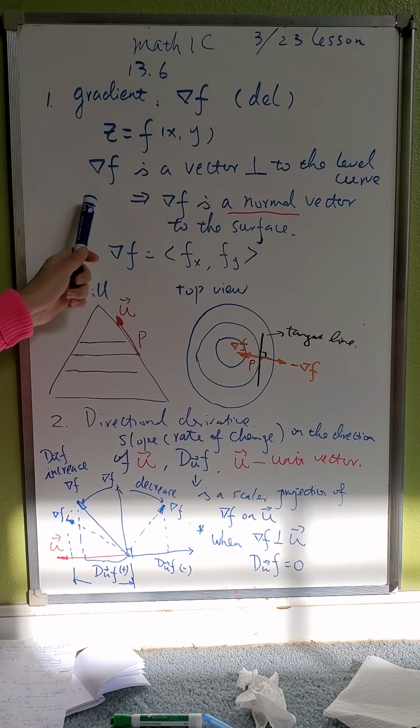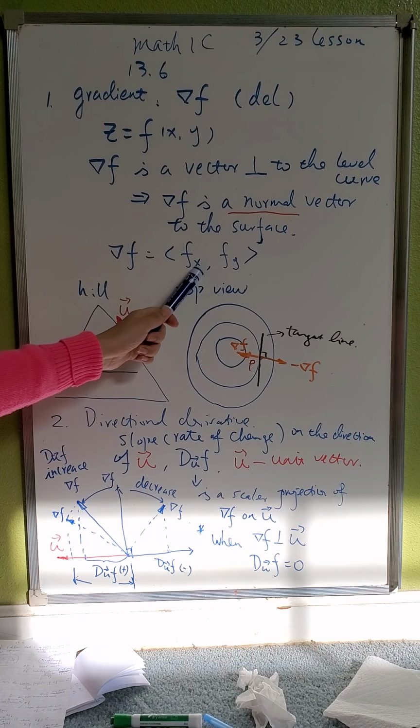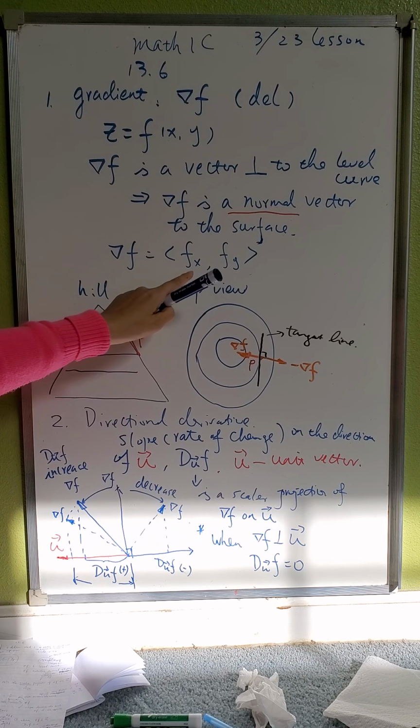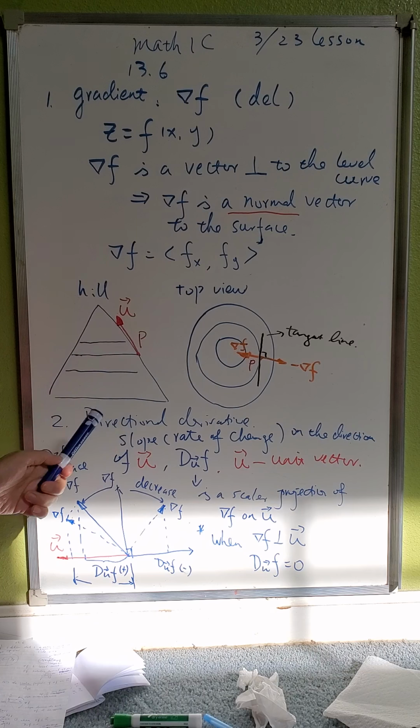The formula for del f in two dimensions has two variables, fx and fy. So it's the partial with respect to x and the partial with respect to y. It's a vector, so therefore there's a comma between.